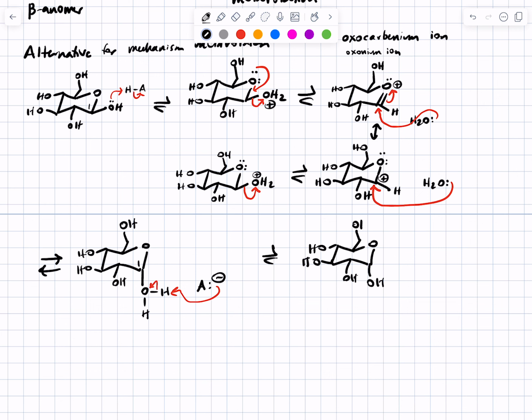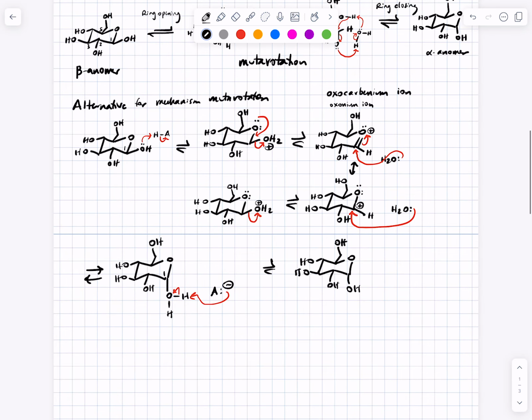So you can do mutarotation either via a ring-opened intermediate, or you can go through an oxocarbenium ion and attack it from below, and that'll give you the beta anomer. Yeah? What will the percent yield be of each of the isomers? So what is the percent of each isomer? Yeah, that's a good question.